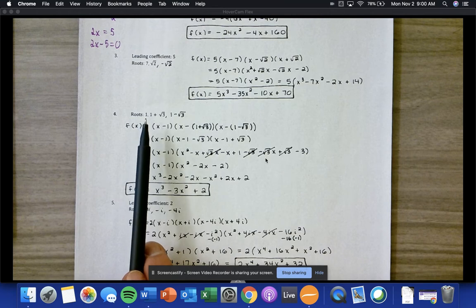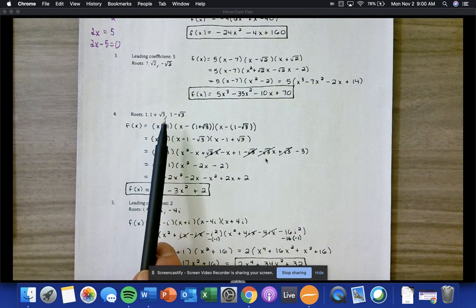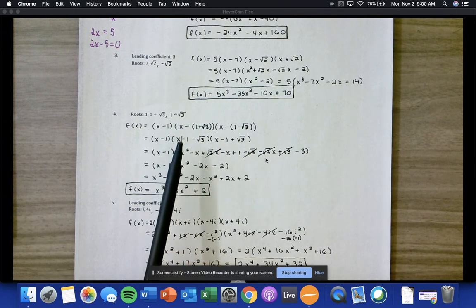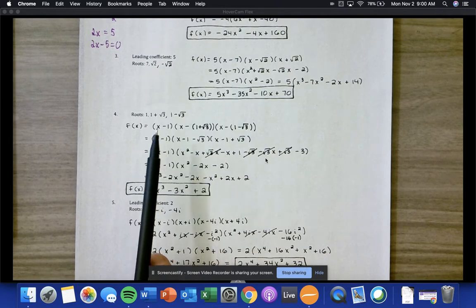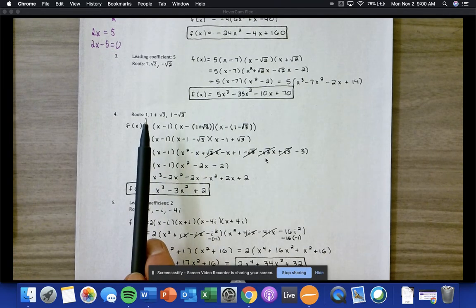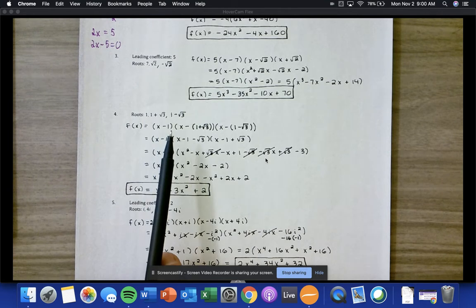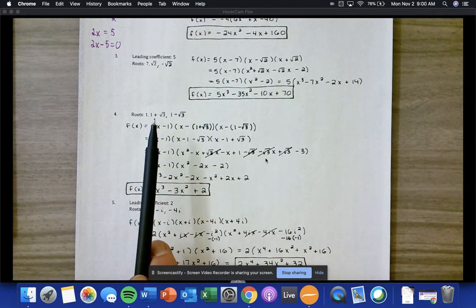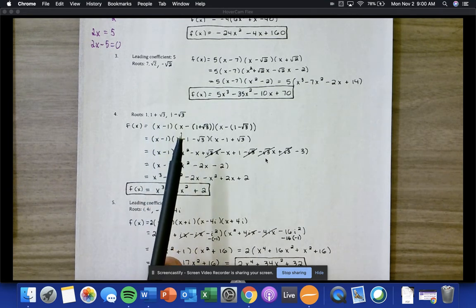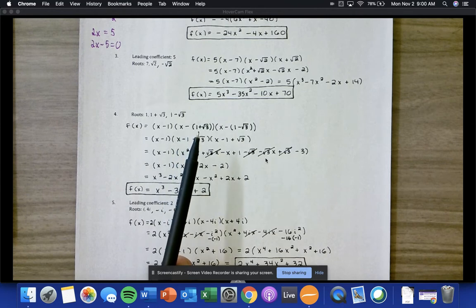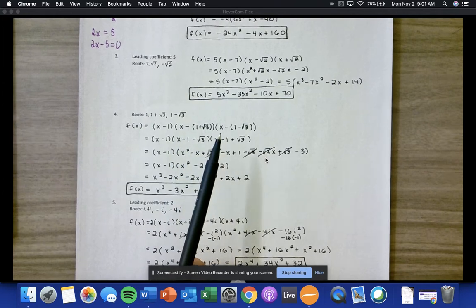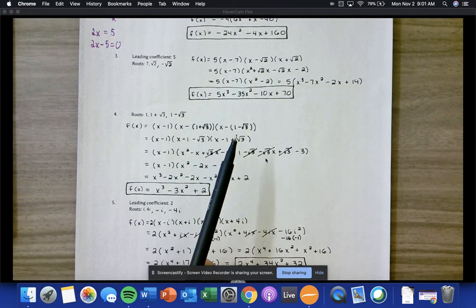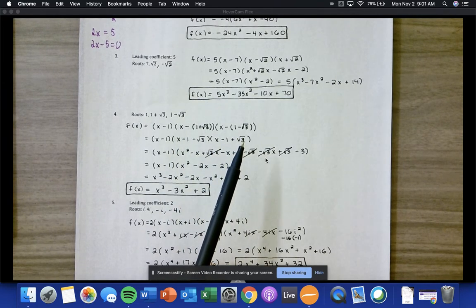Now it's the same in number 4, right? We have this 1 plus square root 3. Because it's a square root 3, we also have to have 1 minus square root 3. And once we have that all written out, right, we just add these into our roots. So the root of 1 gives us a factor of x minus 1. The root of 1 plus square root of 3 gives us a factor of x minus 1 plus the square root of 3. And then this 1 minus square root of 3 gives us a factor of x minus 1 minus the square root of 3.